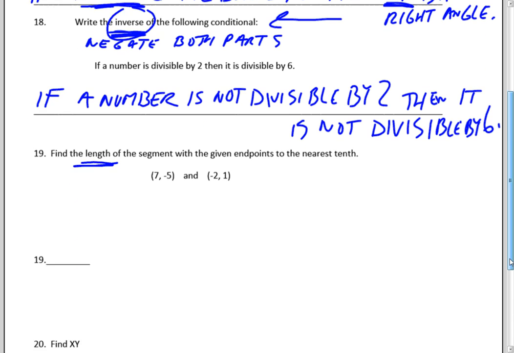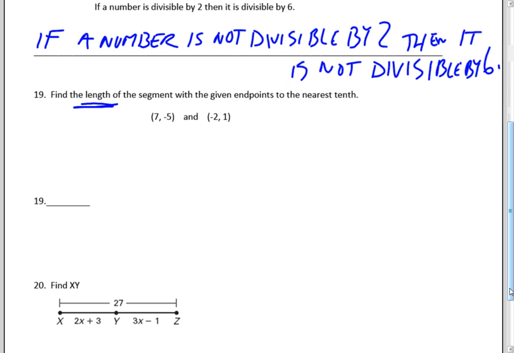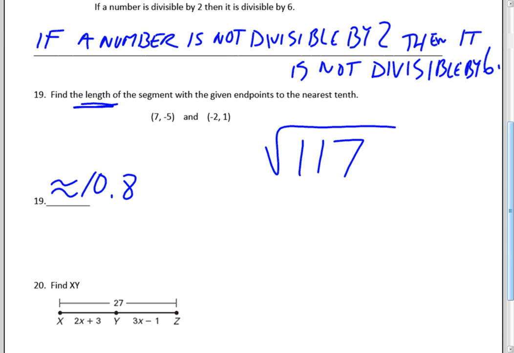Anybody get an answer for 19? Anybody do the length of the segment already? 10.8. I don't have a variable, so I don't need a variable, but it would be a good idea, since we're rounding, to put in our approximation symbol. You should have gotten 117 underneath the radical sign. If you're not getting that, check with somebody, figure out what went wrong. When everybody's working on their workbook work today, or their textbook assignment, which I'll put on the board in a second, come up to my desk if you're not getting these answers.